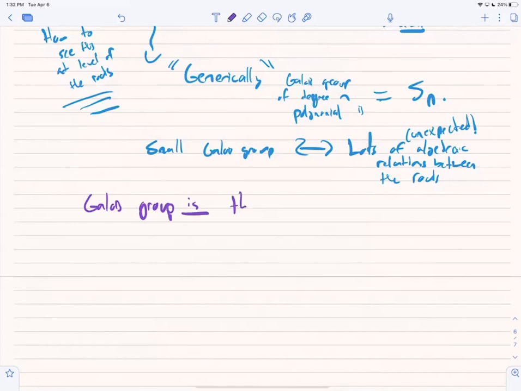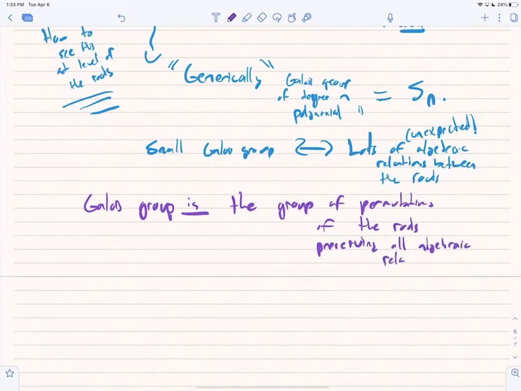it is the group of permutations of the roots preserving all algebraic relations between them. So this is sort of how you can see this connection formally.